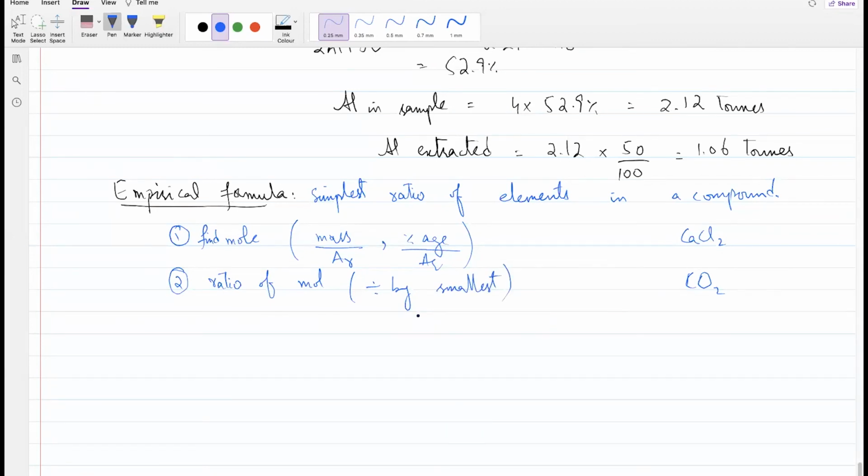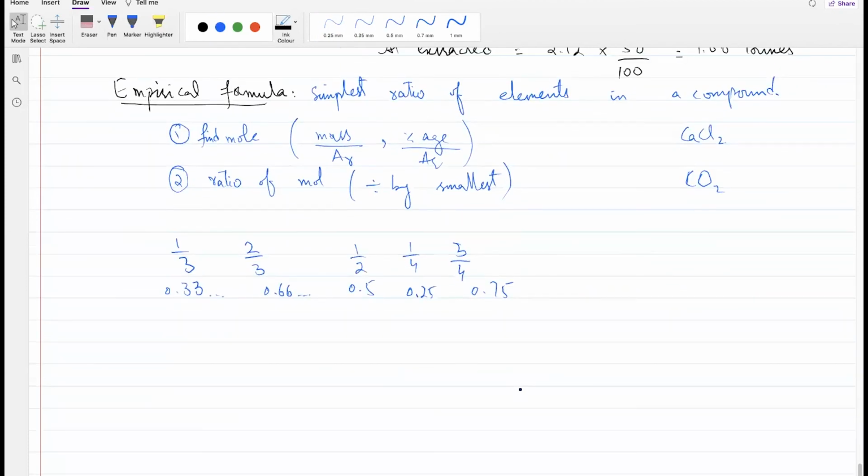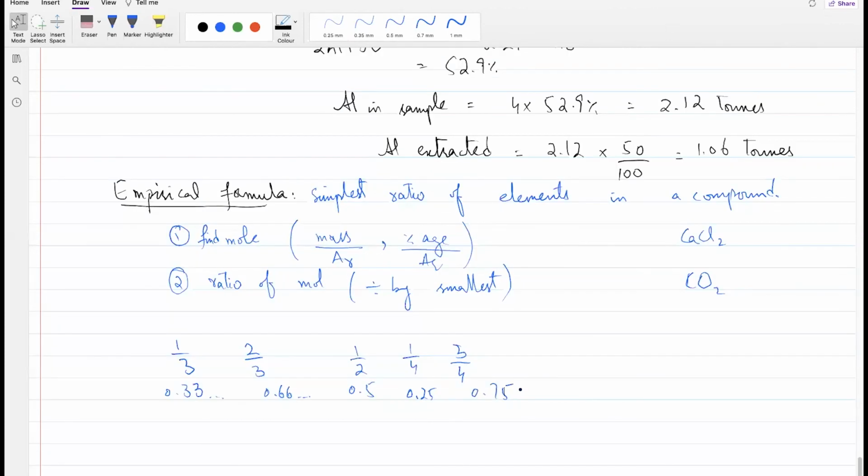Now, there are a couple of ratios that you need to know how to convert. For example, 1 by 3, 2 by 3, 1 by 2, 1 by 4, 3 by 4. These ratios, you need to figure out how to simplify them. So, for example, 1 by 3 is 0.333. So if you get 0.333, that is 1 by 3. If you get 0.666, that is 2 by 3. You get 0.5, that is half, that's pretty straightforward. 0.25 is 1 by 4 and 0.75 is 3 by 4. When you get these values, you should be able to simplify it on your own. Okay? And then you figure out what the formula is.